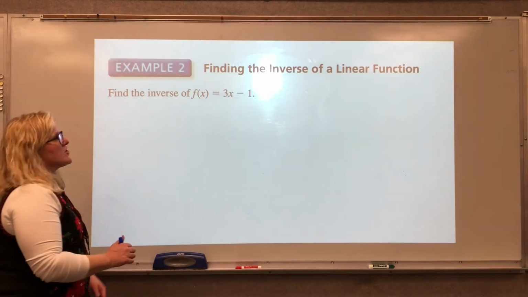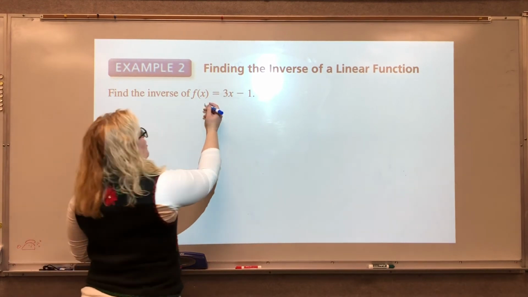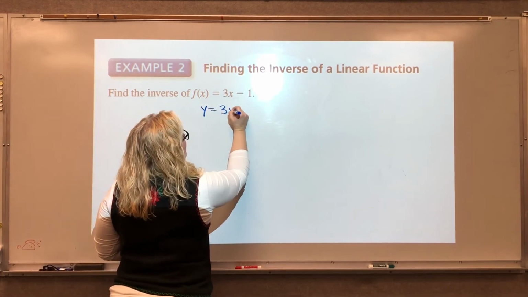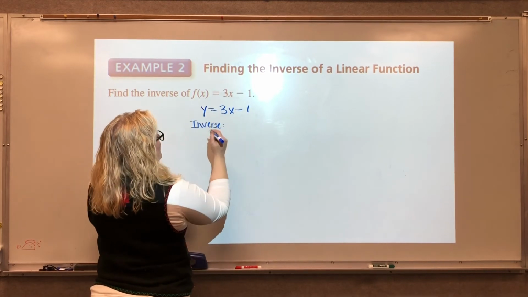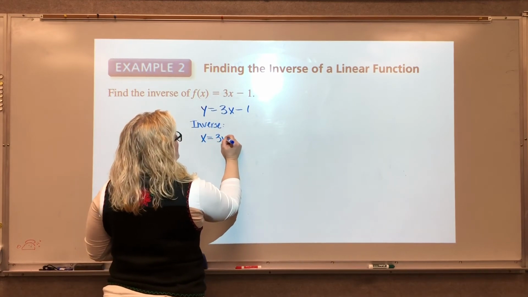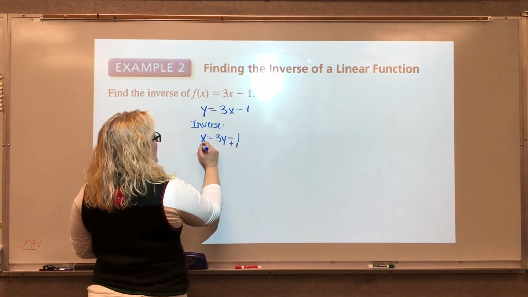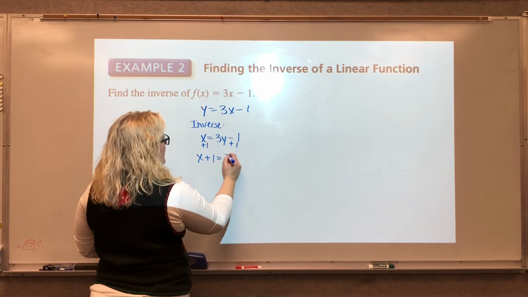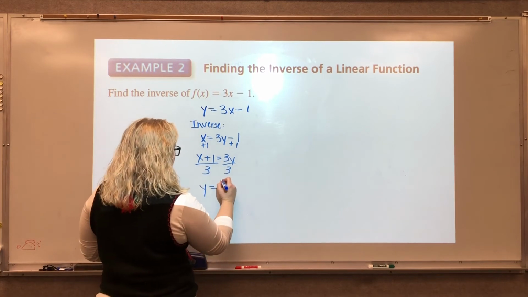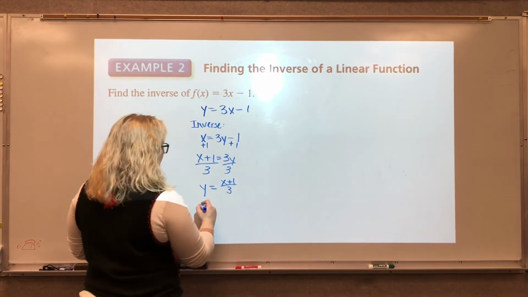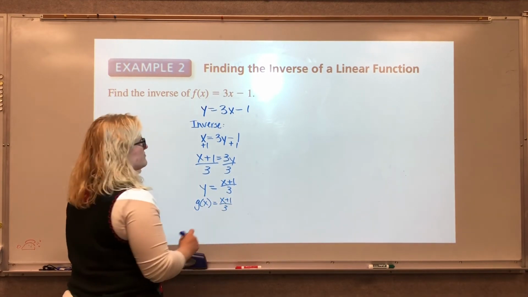So finding the inverse of a function is just like solving for x. So I can say y equals 3x minus 1, and when I'm finding the inverse, I flip-flop these two. So now I have x equals 3y minus 1, and I'm solving for y. So I add 1 to both sides, and I have x plus 1 equals 3y, divided by 3, and I have y equals (x plus 1) over 3. We could also say g inverse of x is (x plus 1) over 3.